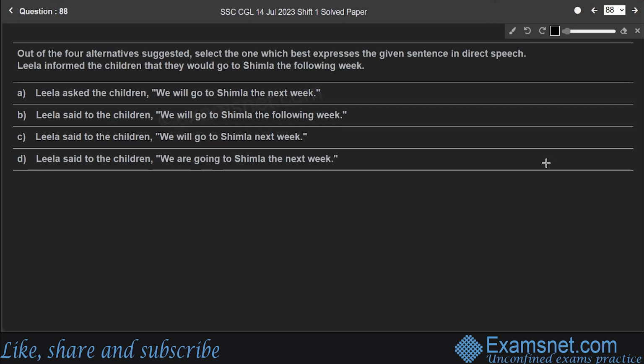Question 88. Out of the 4 alternatives suggested, select the one which best expresses the given sentence in direct speech. Here, the given sentence is in indirect speech. The format starts with the subject. Here, Leela informed the children that they would go to Shimla the following week. It starts with the subject, which is followed by informed. Here informed is called the reporting verb.